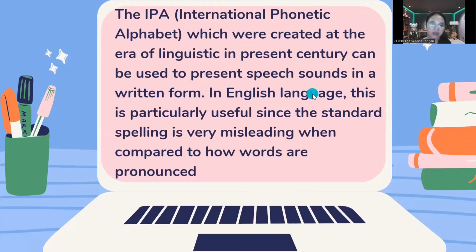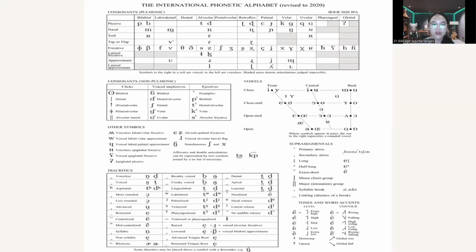Okay. The IPA, International Phonetic Alphabet, which was created in the era of linguistics in the present century, can be used to present speech sound in a written form. In the English language, this is particularly useful since the standard spelling is very misleading when compared to how words are pronounced. So here is the chart of the IPA. There are the consonants and also diacritics, other symbols, vowels, and others.